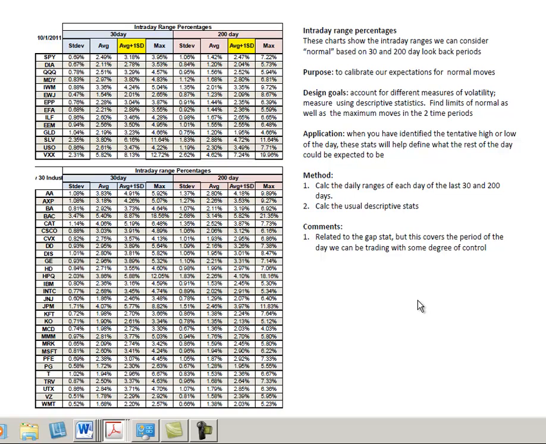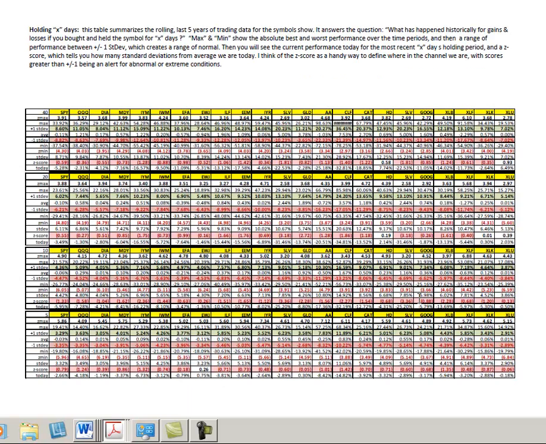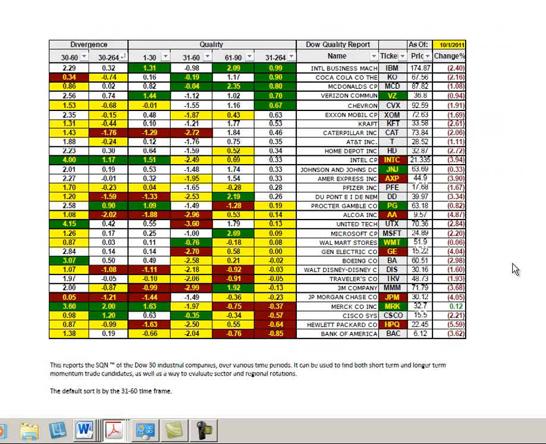Intraday range percentages for your reference. Won't dwell on that. And holding the X-day, everything red in here, I'll hold that up there for your reference. I won't dwell on anything in there.